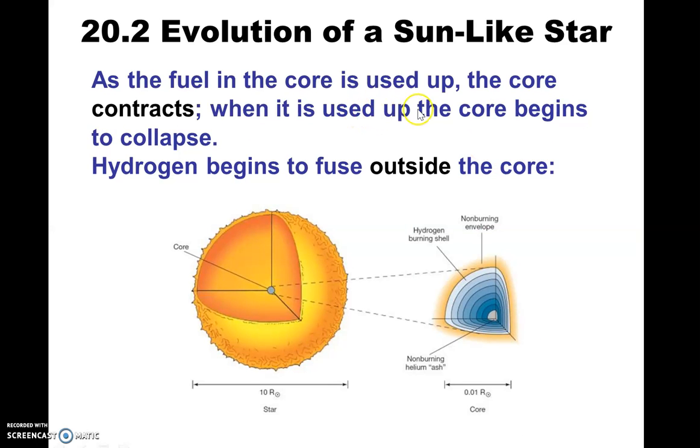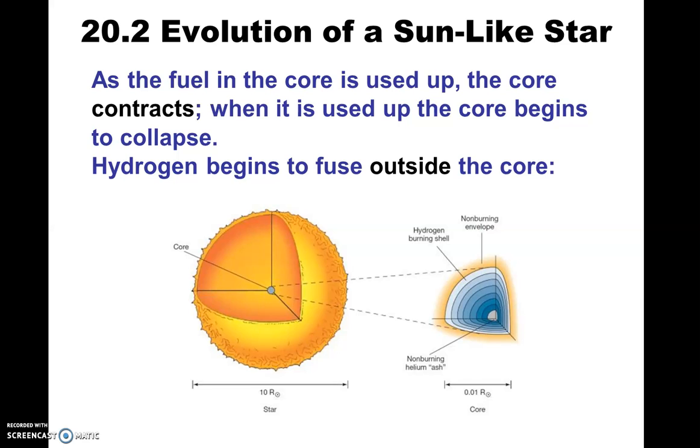So the fuel supply at the core is used up, and now what happens? Remember, gravity is always there, right? So gravity says, hey, there's not as much of a push outward. This outward push due to the fusion of hydrogen and the outward thermal push, which is caused by the conversion of hydrogen into helium, is just not there anymore, and so the star begins to contract. It gets smaller and smaller, right?